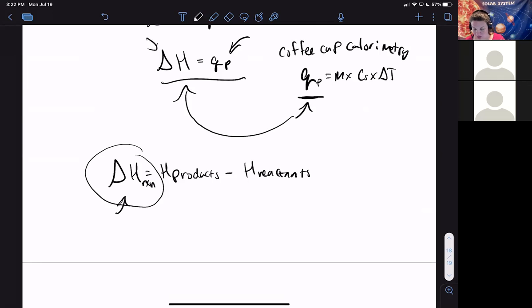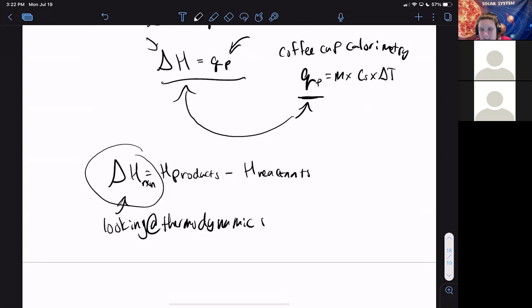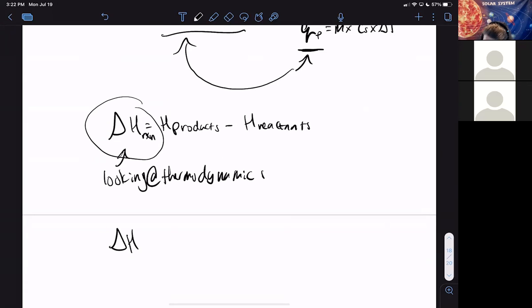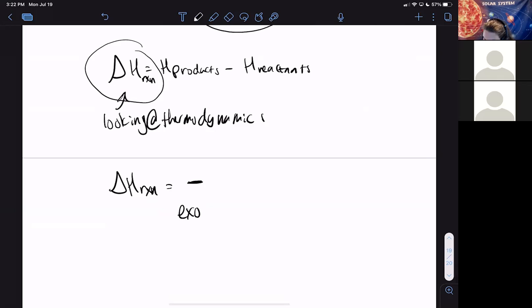So with delta H, we are really looking at our thermodynamics. So delta E is not really looking at thermodynamics. When we're looking at thermodynamics, we're looking at delta H. So these enthalpy values tell us a lot about how complete a reaction can be. Now, if we have a delta H of reaction that is a negative value, then this is going to be an exothermic process or reaction.